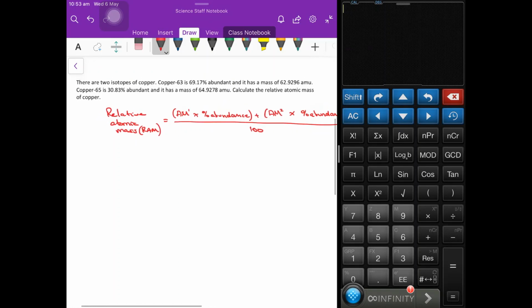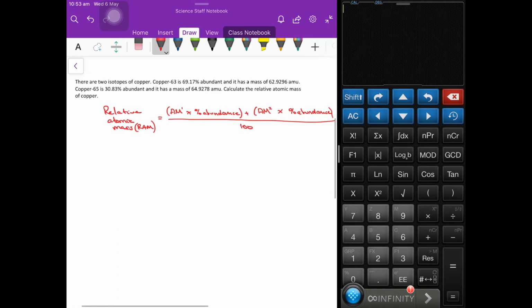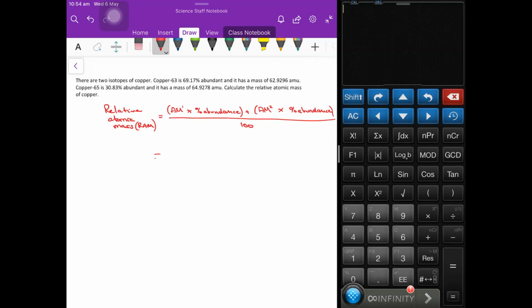So let's now go to our question and say, hey, where's all that information? Alright, so for starters, isotope number 1, if we call it copper-63, there's its percentage abundance, and there's its mass in AMU, so that's its atomic mass. There's copper-65, here's its percentage abundance, and here's its mass in AMU. Alright, so we've got all the information we need to solve for this unknown. Let's go and do that.